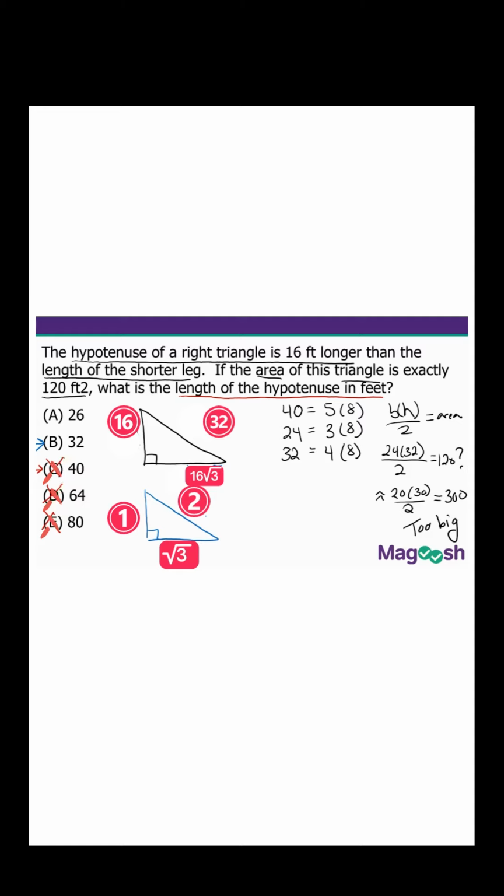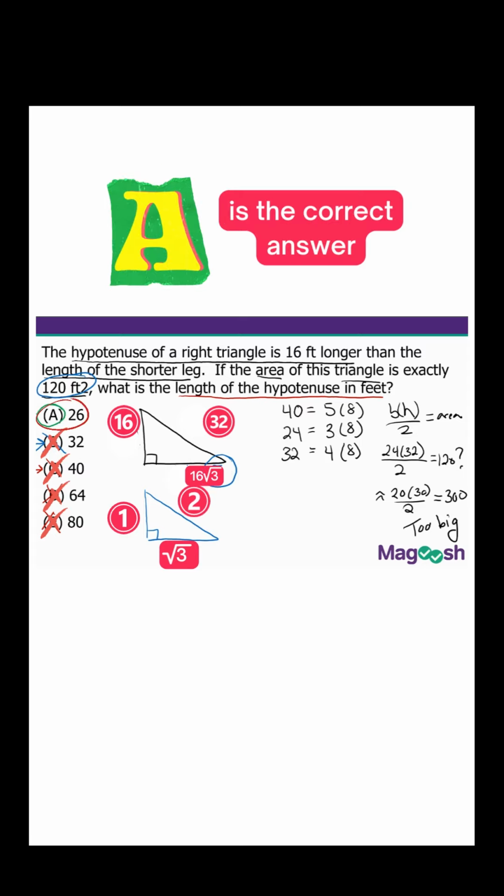We can stop right here. The answer cannot be B because this area, 120 feet, does not have a root 3 or a radical 3 in it. So we know it's not going to be 32. If you're not convinced, think about it this way. You'd have to multiply 16 by 16 root 3 and divide that by 2. 16 squared is already 256. There's no way you're going to divide that by 2 and get 120. So we can be fairly certain that the correct answer is A, 26.